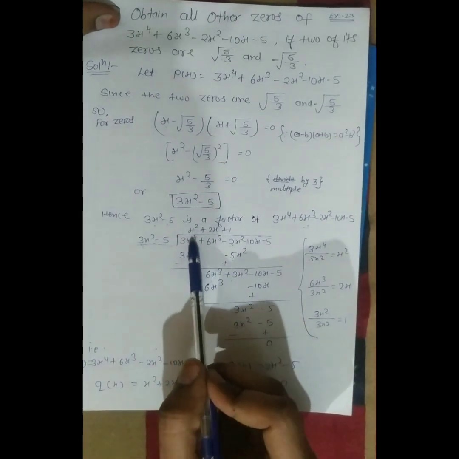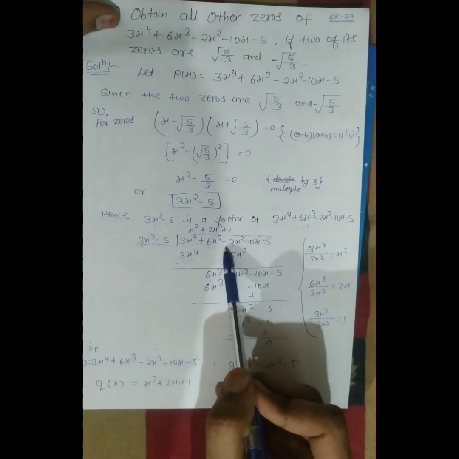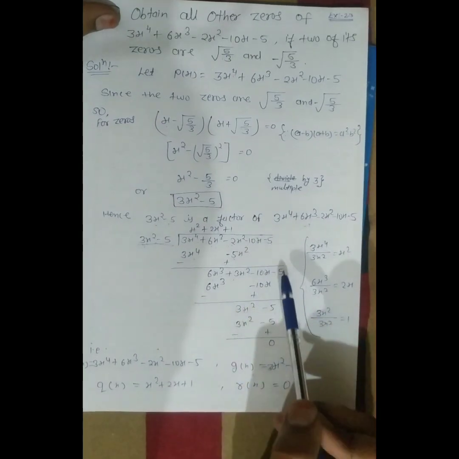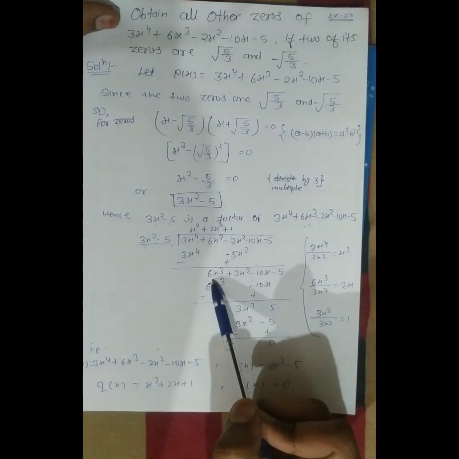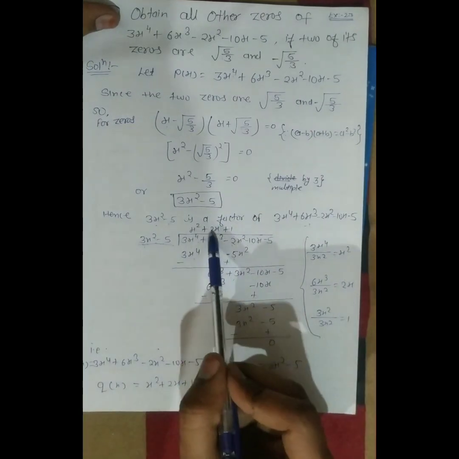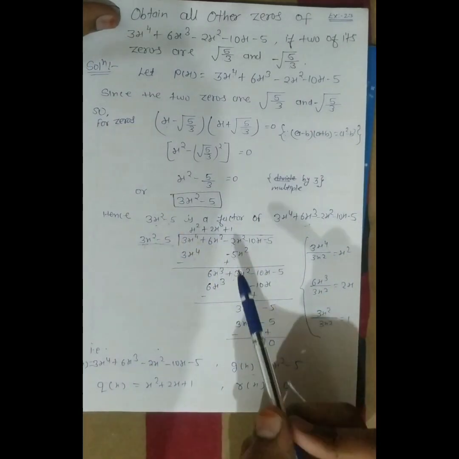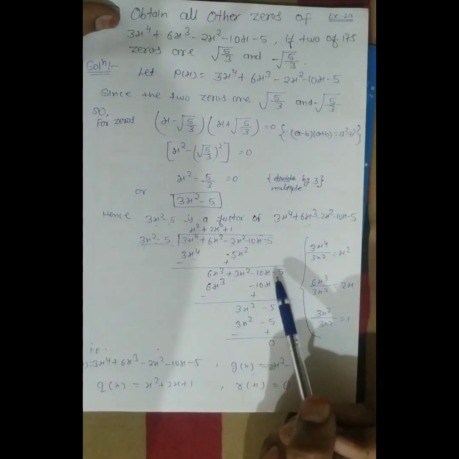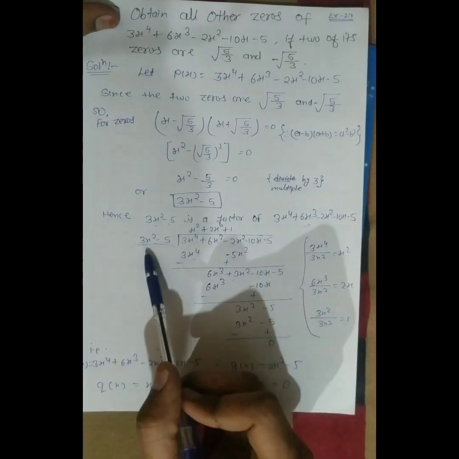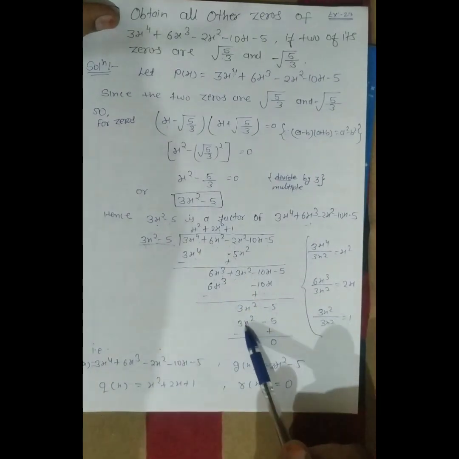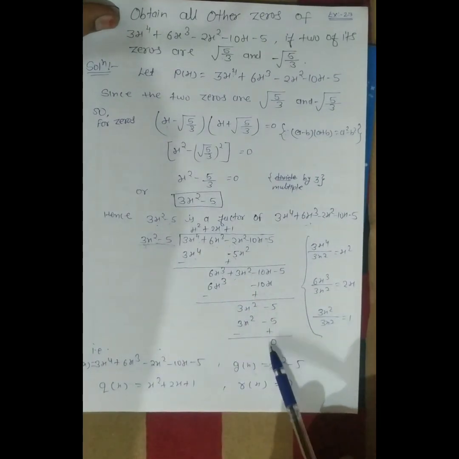Change the sign, this cancels, and we get 6x^3 - 2x^2 + 5x^2, that is 3x^2 - 10x - 5. Now 6x^3 divided by 3x^2 gives 2x. We multiply 2x by the whole divisor, so we get 6x^3 - 10x. Alternate the sign, this cancels, and we have 3x^2 - 5. So 3x^2 divided by 3x^2, we get 1. Then 1 multiplied by 3x^2 - 5 gives 3x^2 - 5. Alternate the sign, we get 0.